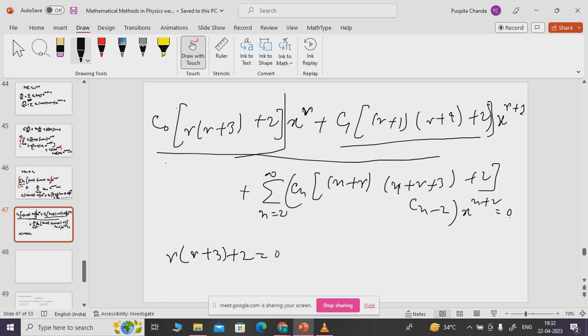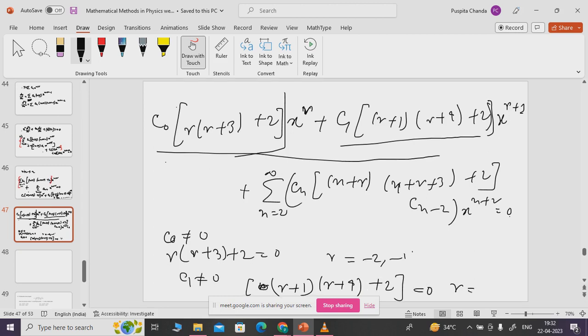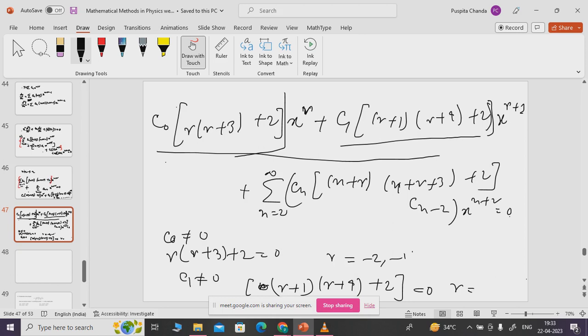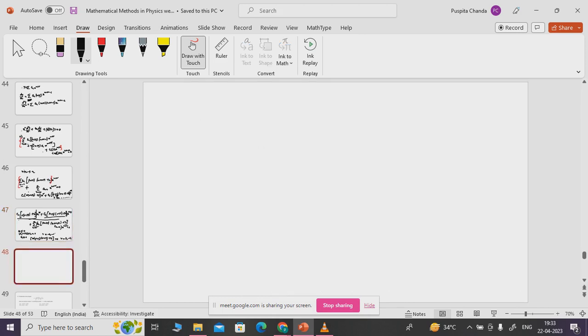So if C naught is not equal to 0, then r into r plus 3 plus 2 is equal to 0. So here r is equal to minus 2 and minus 1. If C1 is not equal to 0, then r plus 1 into r plus 4 plus 2 needs to be 0. Here we get minus 3 and minus 2. And from the other part we will get Cn is equal to minus Cn minus 2.